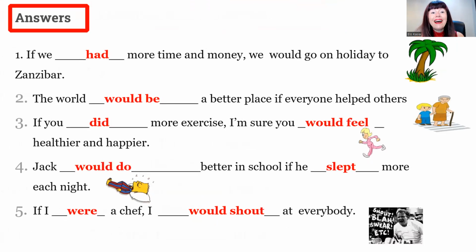If we had, remember past tense after if, yes, if we had more time and money, we would go on holiday to Zanzibar. The world would be a better place if everyone helped others. Yeah, so here we change the order, yes, of 2 clauses, okay?